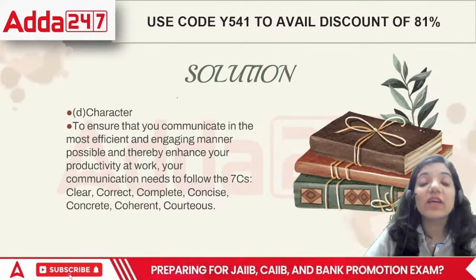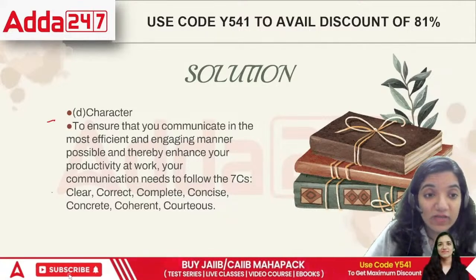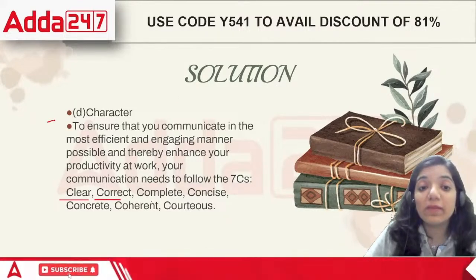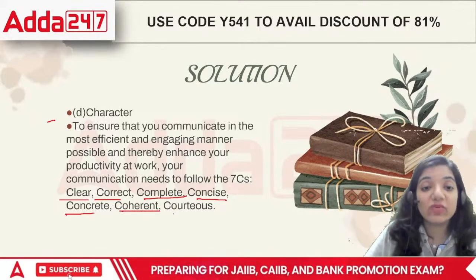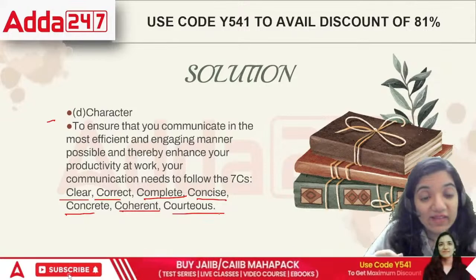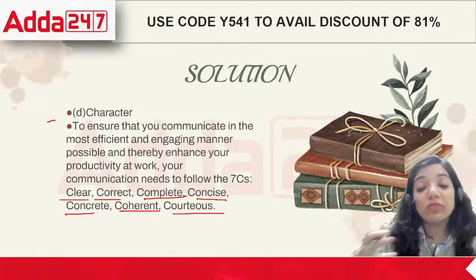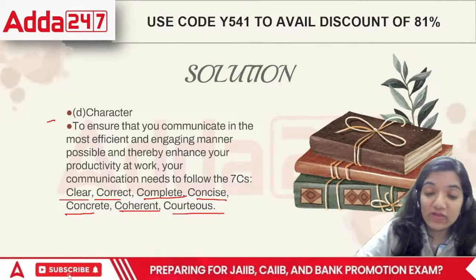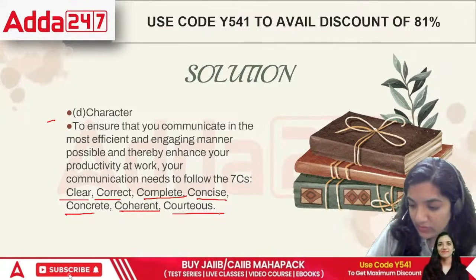In communication, there are certain essential qualities, that is, to be clear, to be correct, to be complete, concise, concrete, coherent, as well as courteous. So these are the seven C's that are essential when we are talking about communication altogether, right? This is the way we can specify the topic of communication.